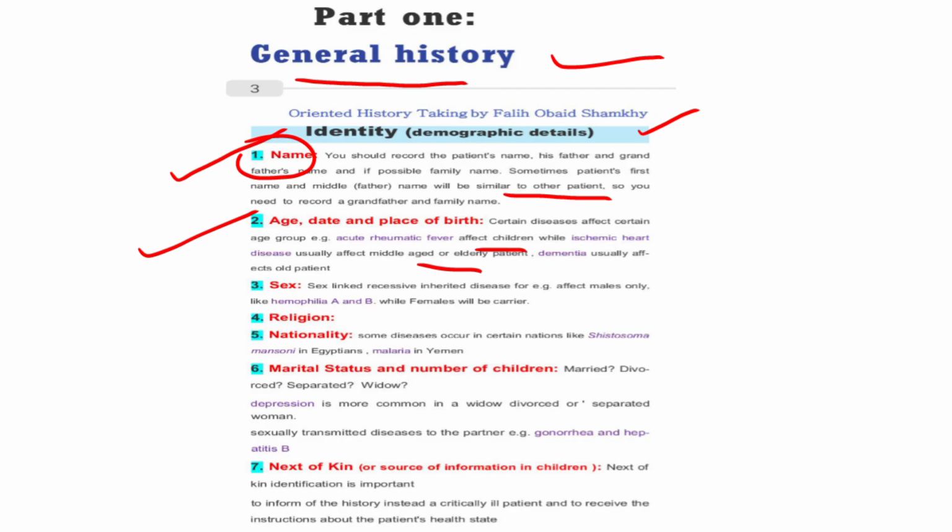So, acute rheumatic fever is common in children, while ischemic heart disease usually affects middle-aged or elderly patients. What is ischemic heart disease? It is a coronary heart disease in which the heart arteries become narrow, and they supply the myocardial muscles of the heart. So this condition is ischemic heart disease, and it is most common in middle-aged or elderly persons. And next is dementia. Dementia usually affects old patients.